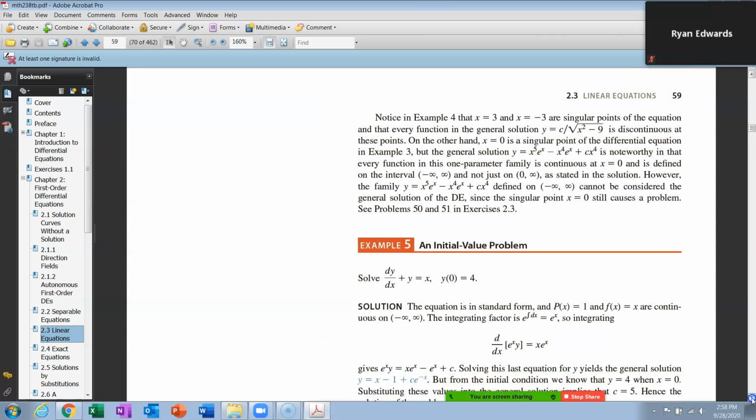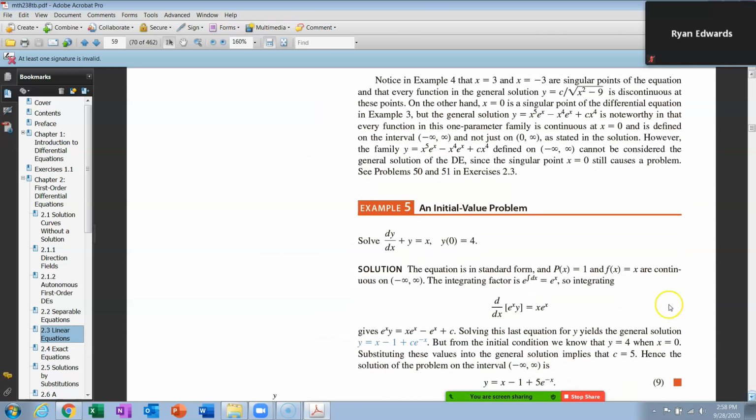Now, notice in example 4, x equals 3 or minus 3 are singular points in the equation, and that every function in the general solution is discontinuous at those points. On the other hand, x equals 0 is a singular point of the differential equation in example 3. Now that's a previous one.